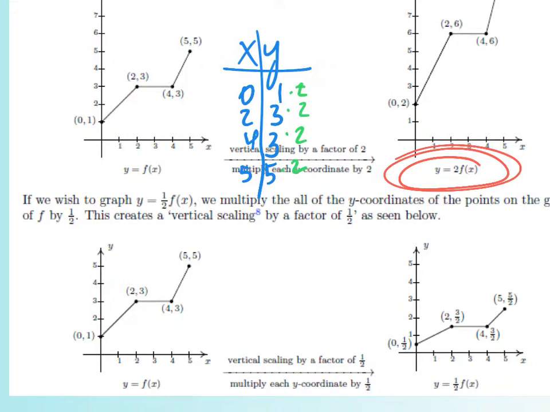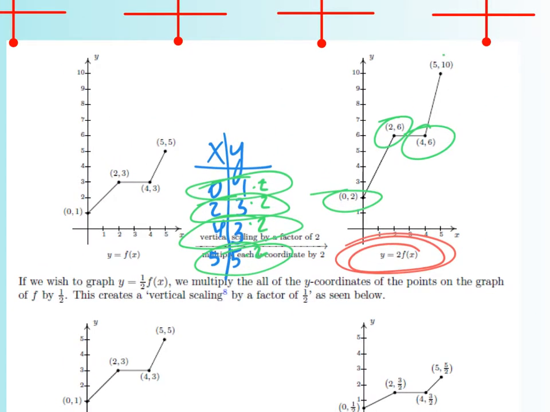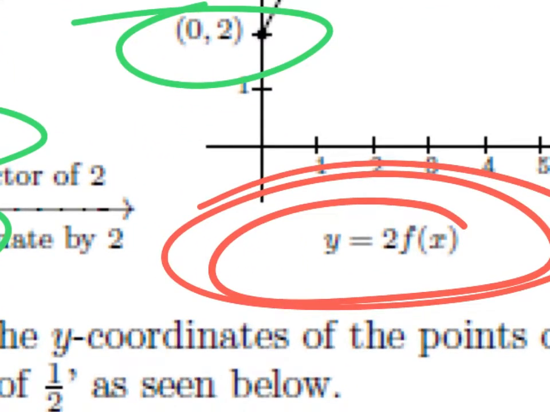So when's it going to get complicated? When there's stuff on the inside. My new points come out to 0, 2. Do you see that right here? And 2, 6, and you see that right here. And 4, 6 right there, and 5, 10, which is right there. Okay, so moral of the story: when there's a 2 out here, you would multiply all the y values by 2.